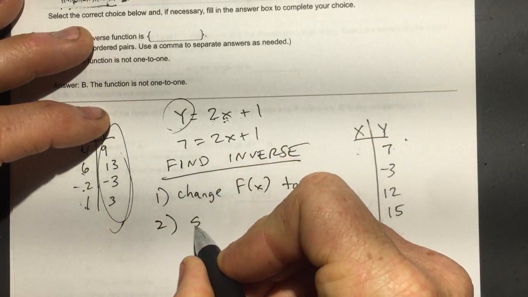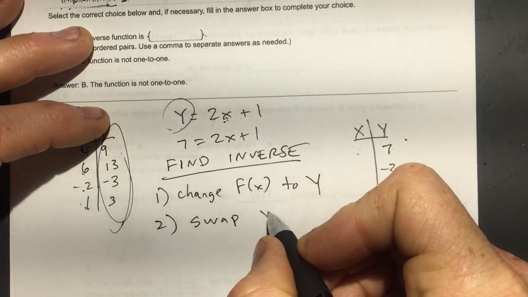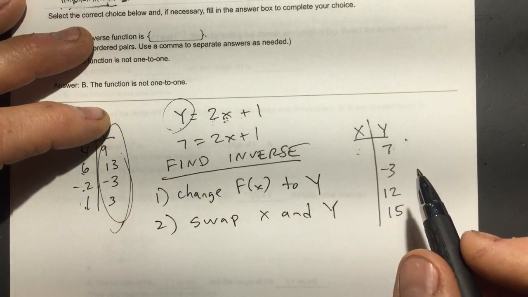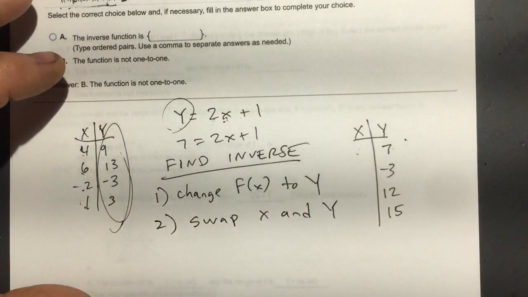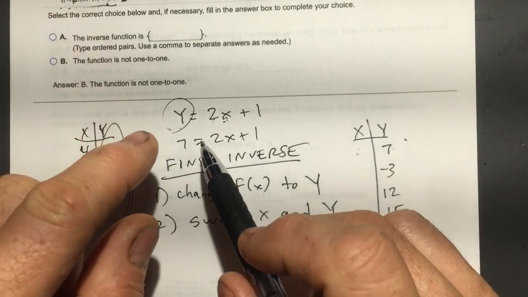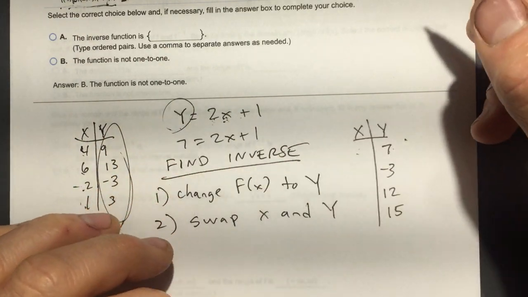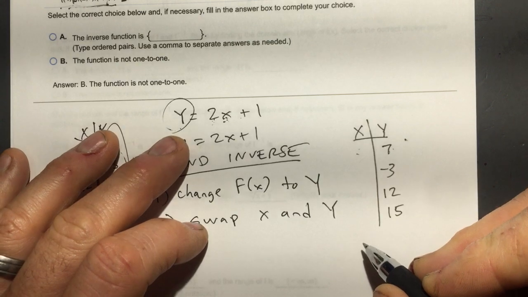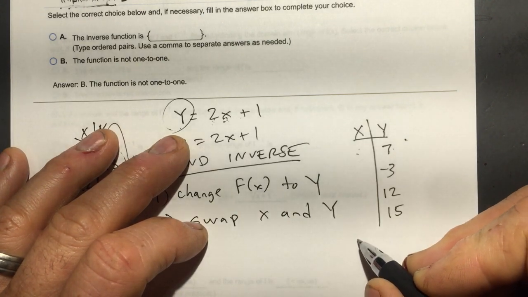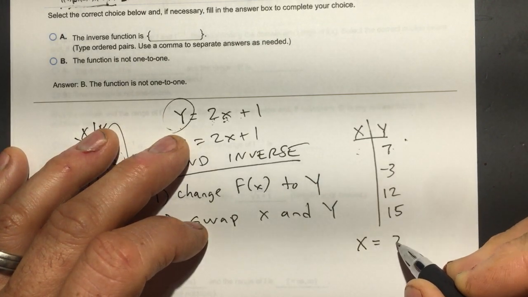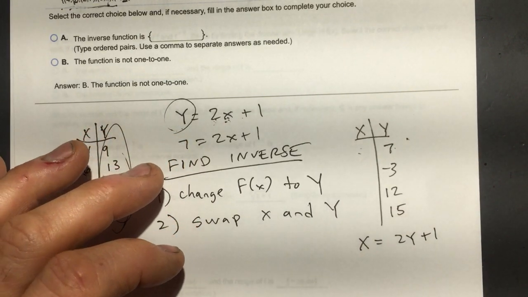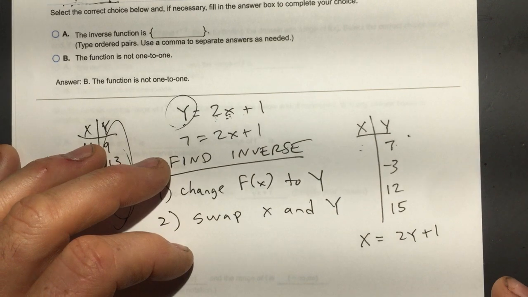Second step, I swap x and y. So I would swap them. Okay, so in this problem I'm doing, if I swap my x and y, I'll have x equals 2y plus 1. Okay, if I swap my x and my y.